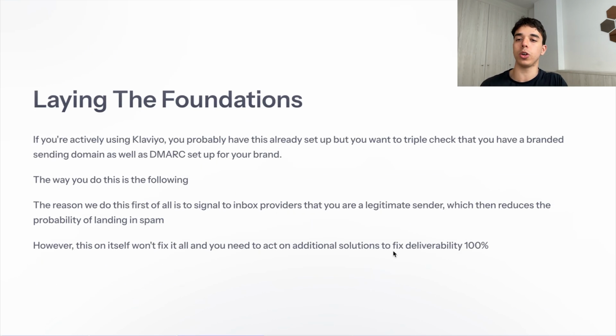And now we're going to go into laying the actual foundation. So if you're actively using Klaviyo, you probably have this already set up, but of course, you want to triple check this, that you have a branded sending domain set up, as well as a DMARC setup for your brand. So the way you do this is the following.